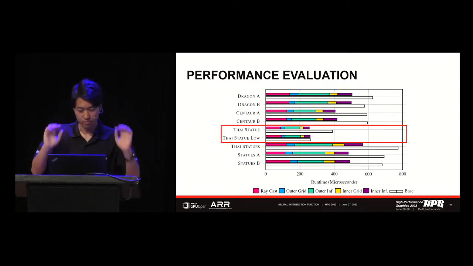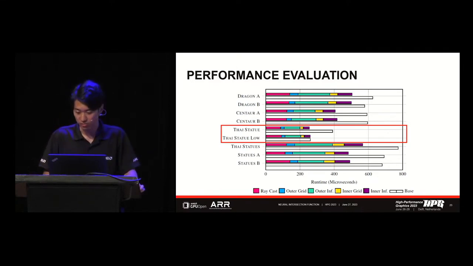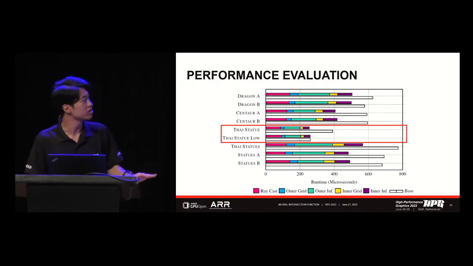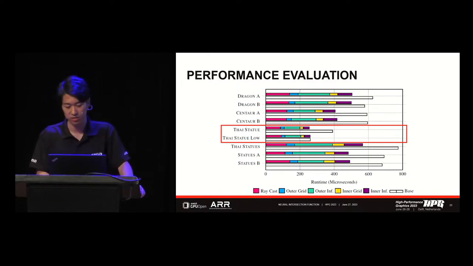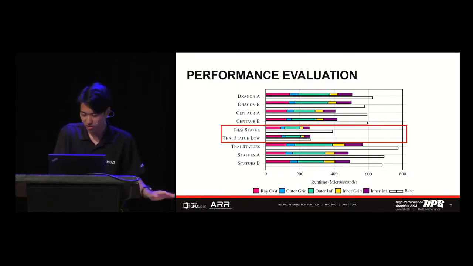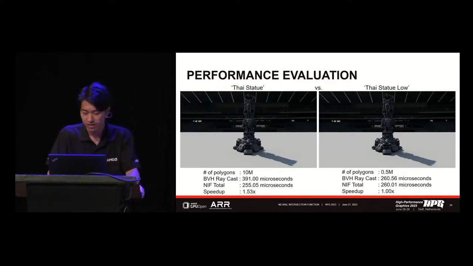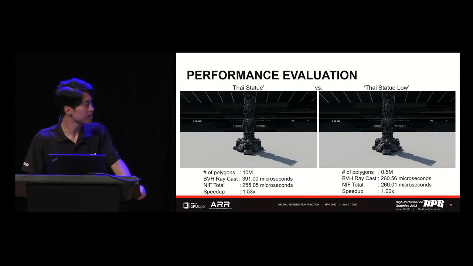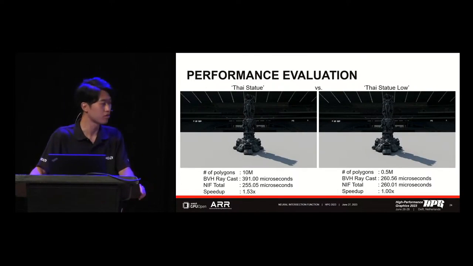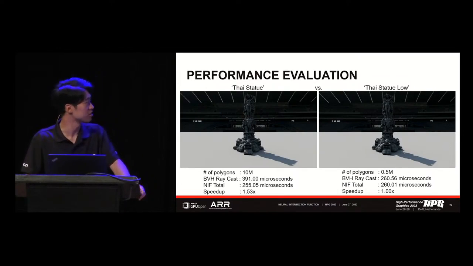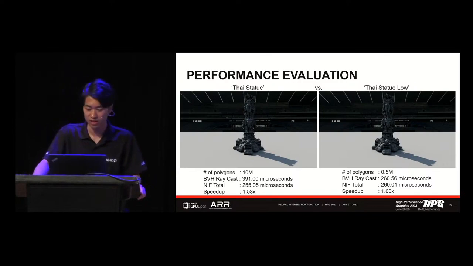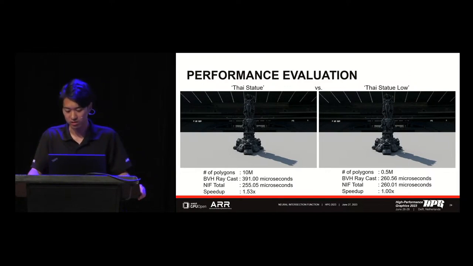Again, seeing this comparison, we can see this nature by focusing on these two scenes, Thai statue and Thai statue row. So these scenes look like these. Although they look almost the same, the number of polygons in the Thai statue model is different. On the left Thai statue scene, the model contains 10 million polygons, but in the right Thai statue row scene, it contains just about 0.5 million polygons.